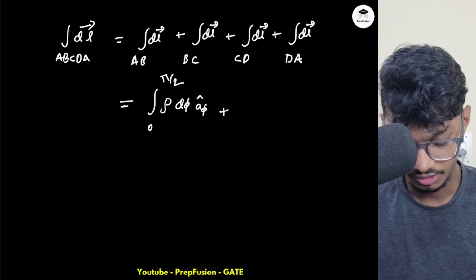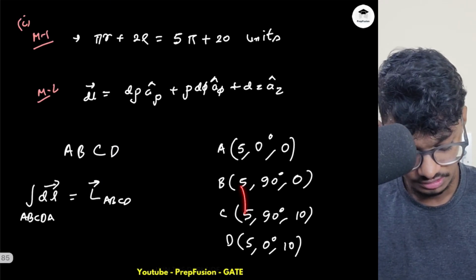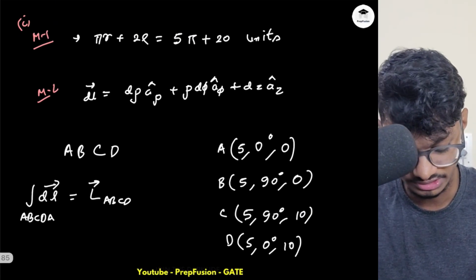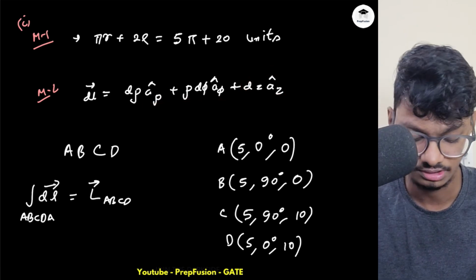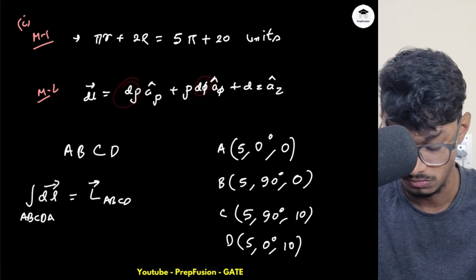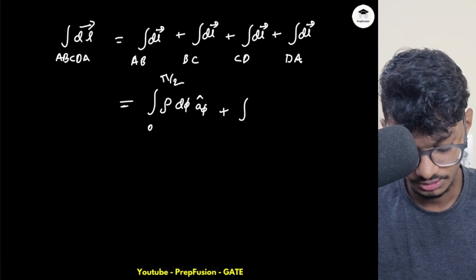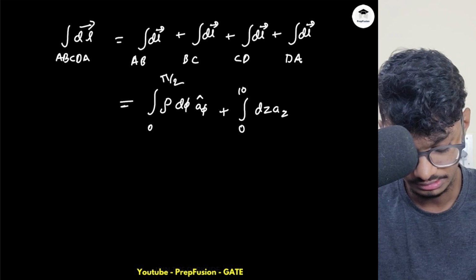And what about BC? In BC, the change in rho is 0 and the change in phi is 0, but the change in z is there. So I will just take this component, and all the other components will be 0, because d phi is 0 and d rho is 0. Here z is changing from 0 to 10, simply dz az cap.